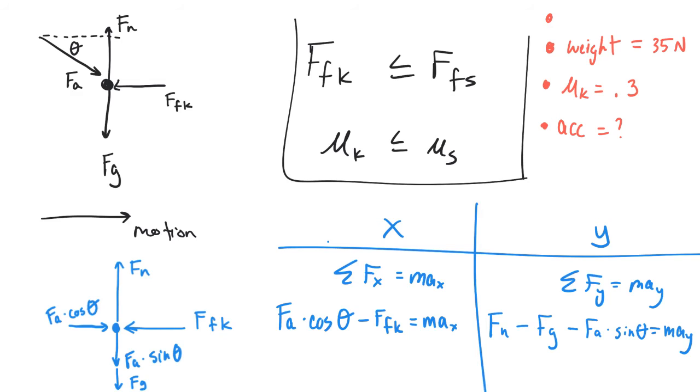We need an applied force also. The applied force itself is 38 newtons at 20 degrees, southeast technically. So the applied force is 38 newtons. The angle is 20 degrees south of east, which is what's drawn in my diagram. The weight is 35 newtons. The mu k is 0.3, and we're trying to find the acceleration.